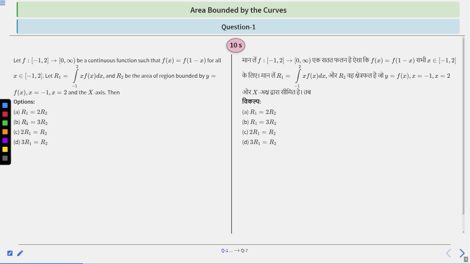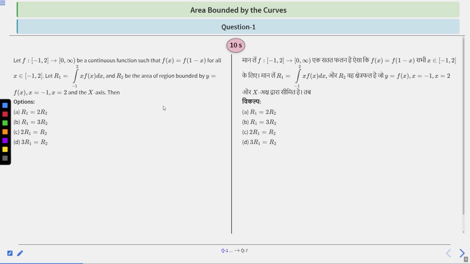Like we have to compare R1 and R2, right? So see, the hint of this question is R1 is given like this. And what will be R2? R2 will be basically integration of f(x) dx from -1 to 2. Right, and R1 can be written as integration of -1 to 2 x f(x) dx, right? And R1 can also be written as integration of -1 to 2.